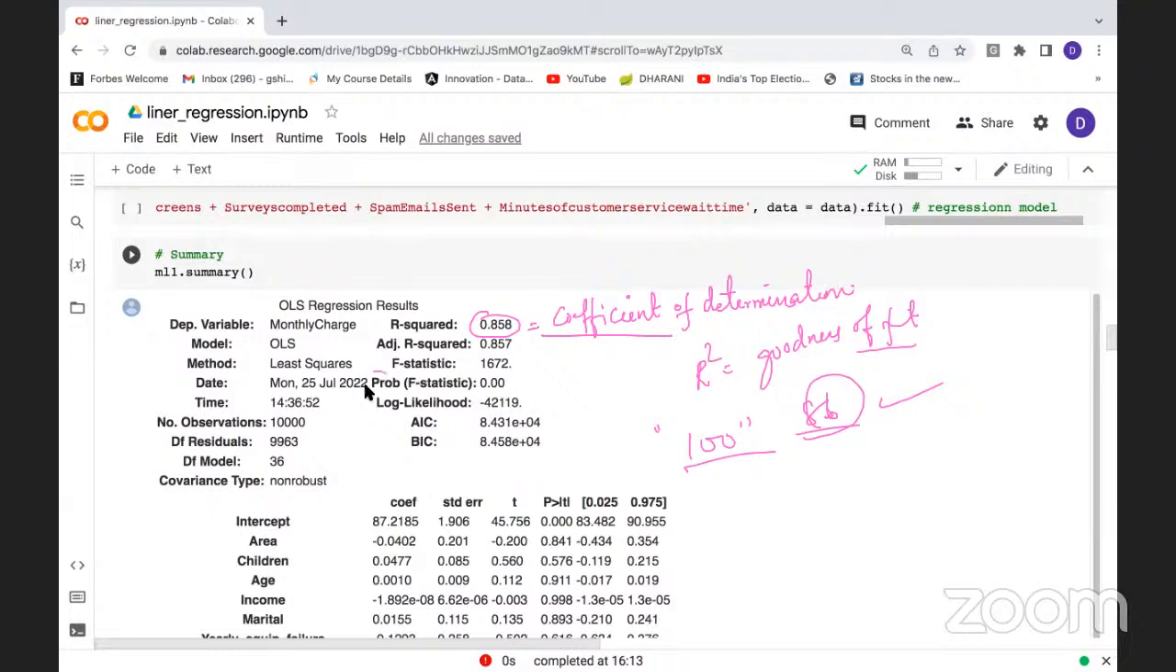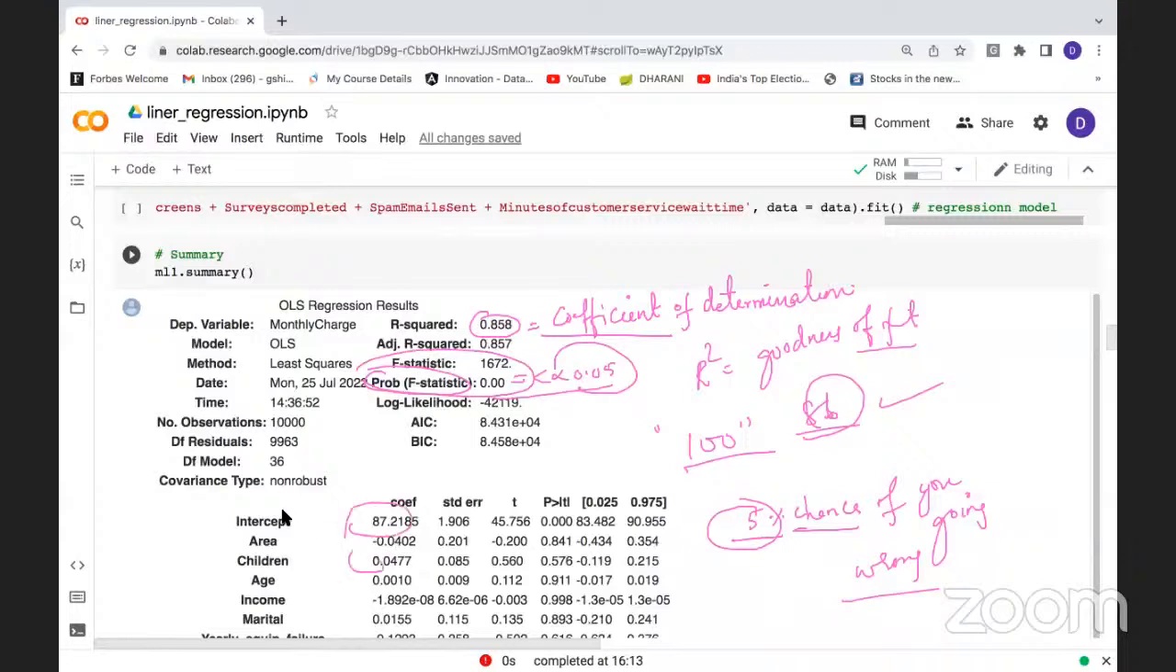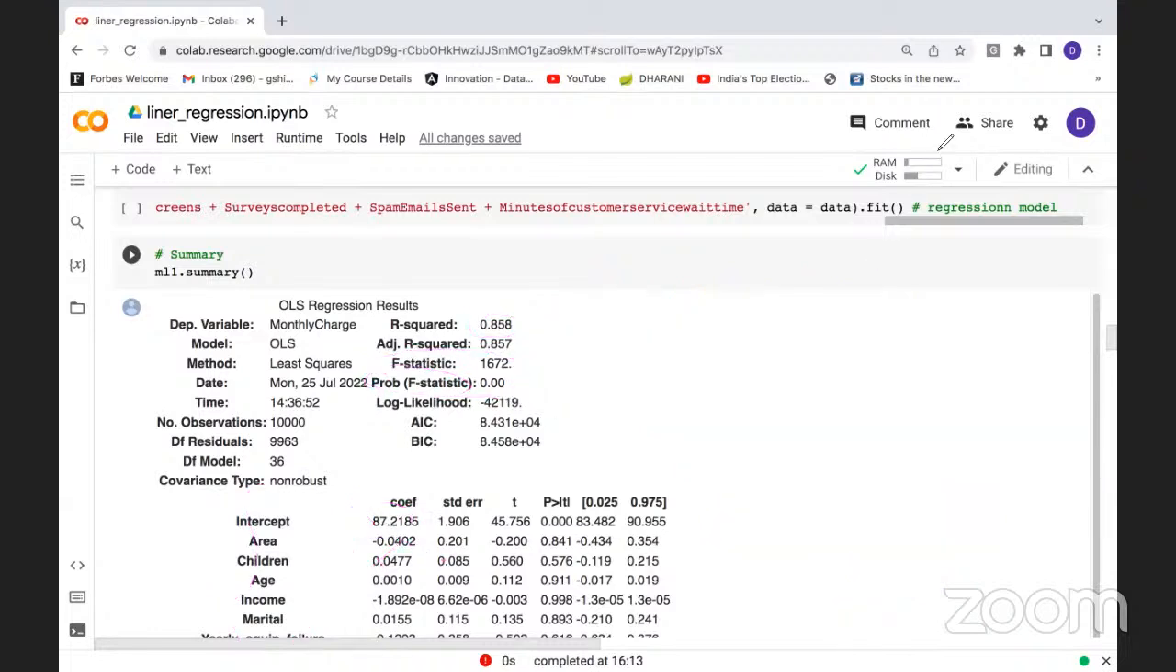And then this F statistic value here should also be less than alpha, which is 0.05. That is your 5% chance of you going wrong. This should not exceed 5%. If this exceeds 0.05, then the overall model is not good to move forward. So the model I have built is my OLS technique and it is going to pick up the things.